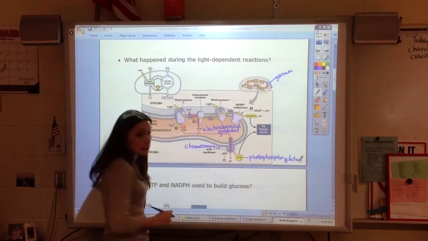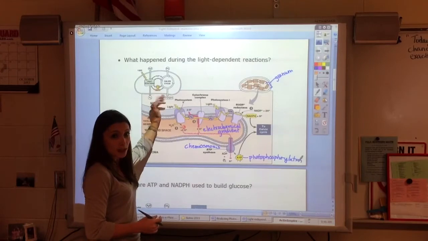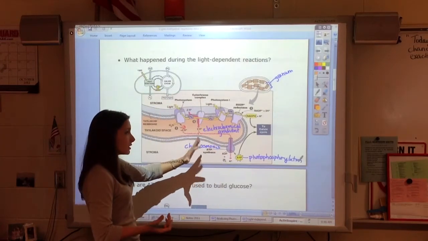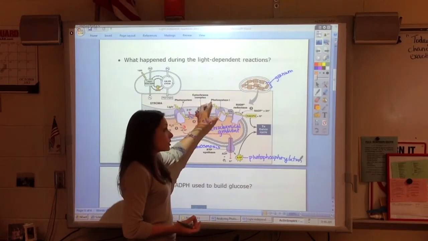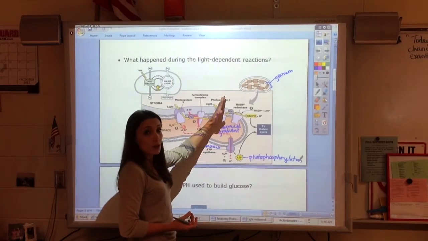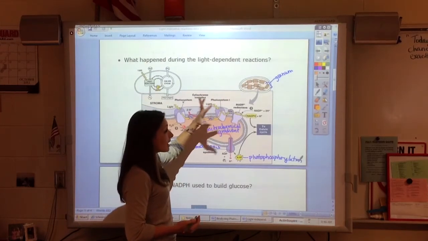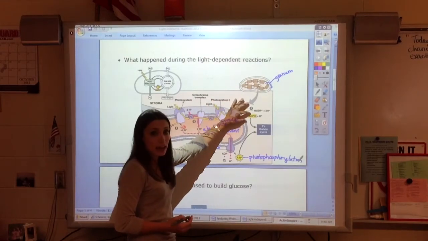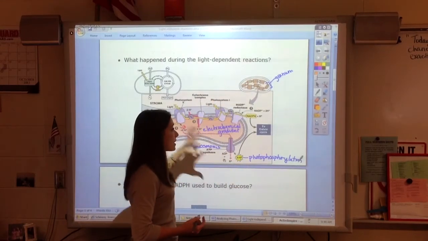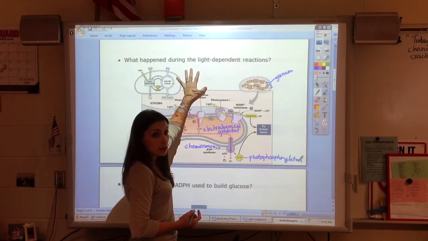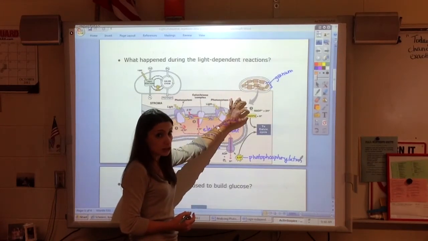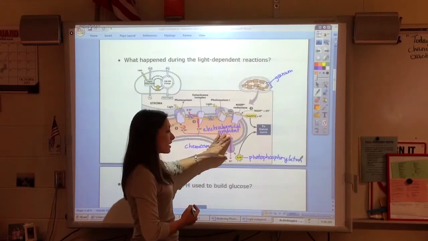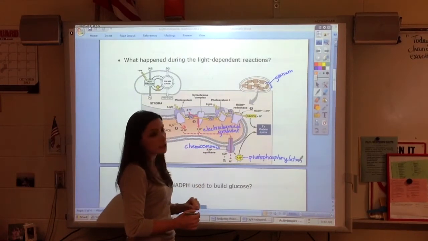So we've made ATP. We've used energy from the sun to actually make ATP. Another input of light is used to excite the electron again before we pass that high energy electron to a carrier. And so at the end of the light-dependent reactions, we have a high energy electron being carried, and we have a source of ATP energy as well.